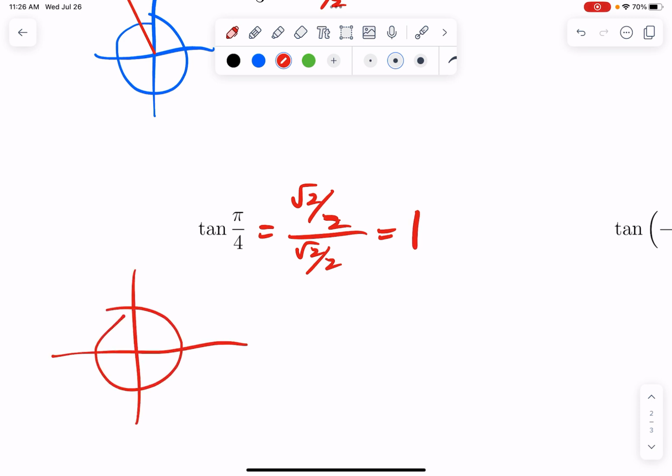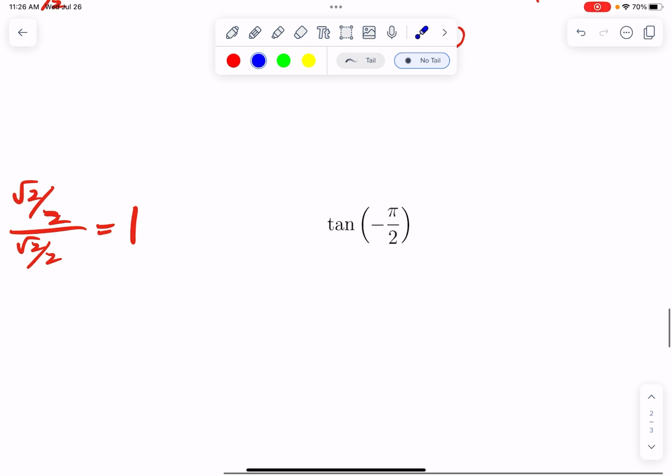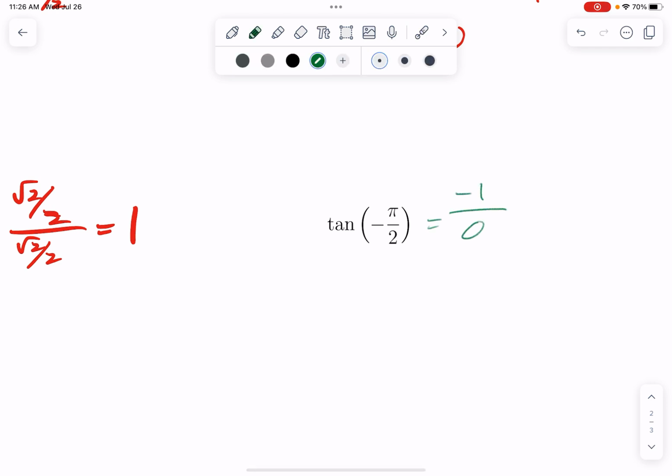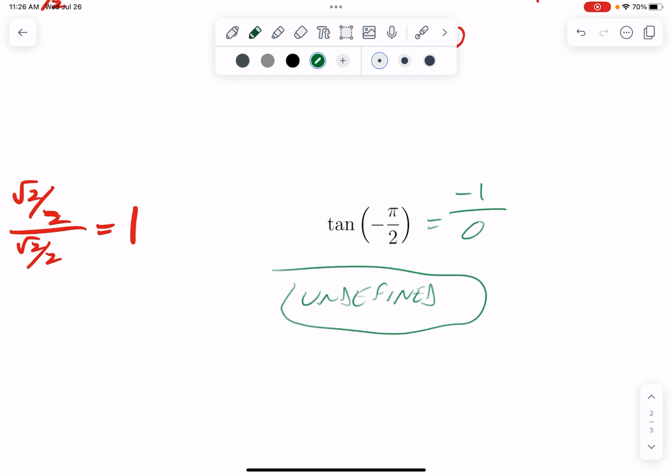Hopefully this makes sense. If we imagine that pi over 4 angle, x and y are completely in balance here. That's a slope of 1. It is just as steep as it is wide. Over here, tangent of negative pi over 2, that points down. The sine of negative pi over 2 is negative 1. The cosine is 0, and we have another example where this is undefined, or you can say does not exist. Something that communicates that there is just no value to this thing.